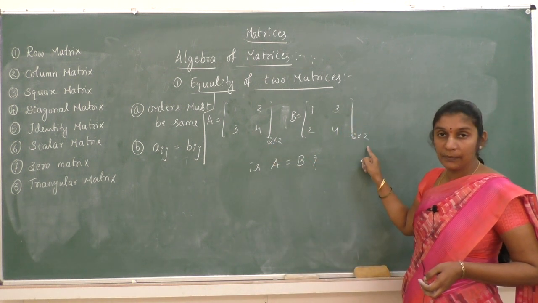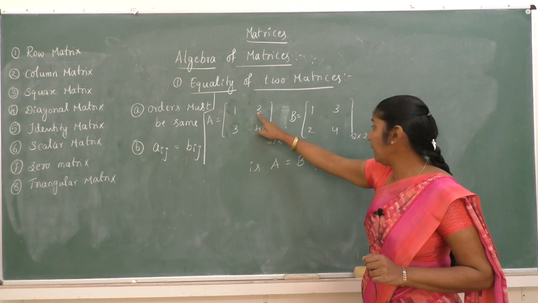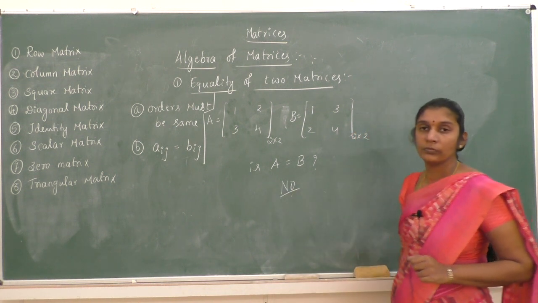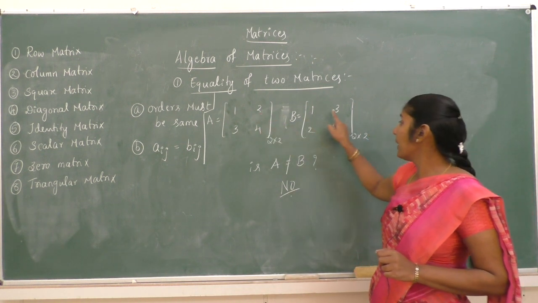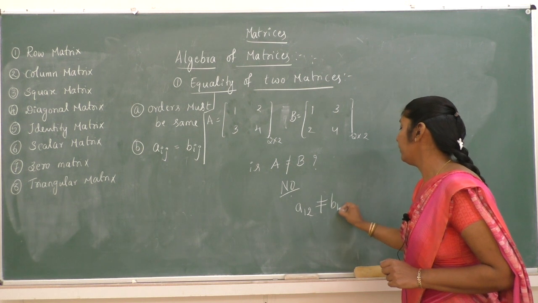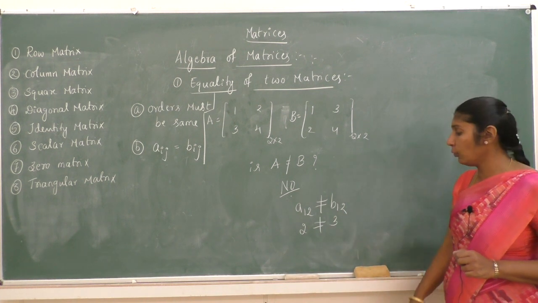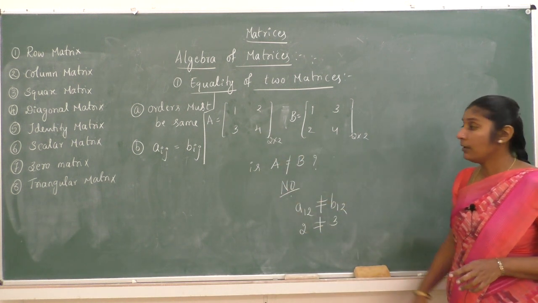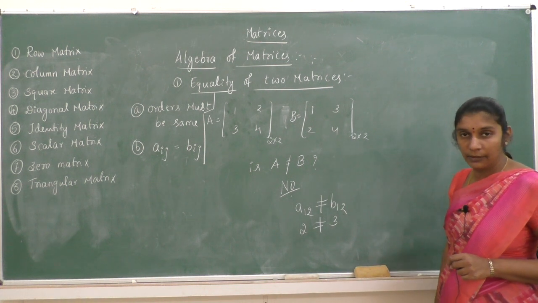The order of this matrix is equal to the order of this matrix, so the first condition is satisfied. First row first element is equal, but first row second element here is different from here. Are they equal? No. So capital A is not equal to capital B, because A12 is not equal to B12. A12's element 2 is not equal to B12's element 3. So A12 is not equal to B12, therefore these two matrices are not equal.